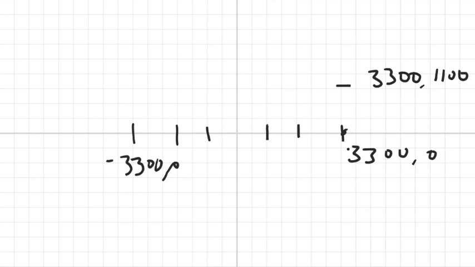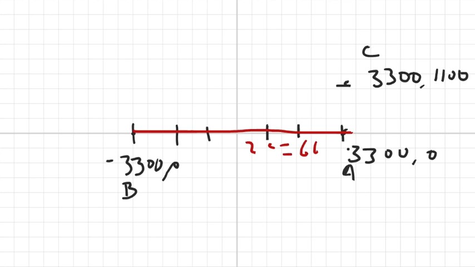Let's call this listening station A, this one B, and the third one we'll call C. These microphones are at the foci of the hyperbola, so the distance between those two is 6,600 feet. It's also 2c in terms of hyperbolas. So 2c is equal to 6,600, so c is equal to 3,300. That's the first piece of information about our hyperbola.